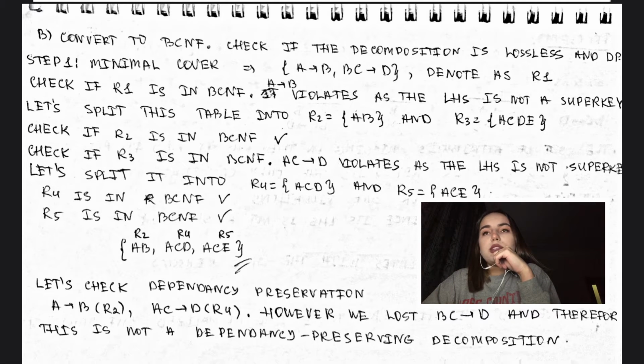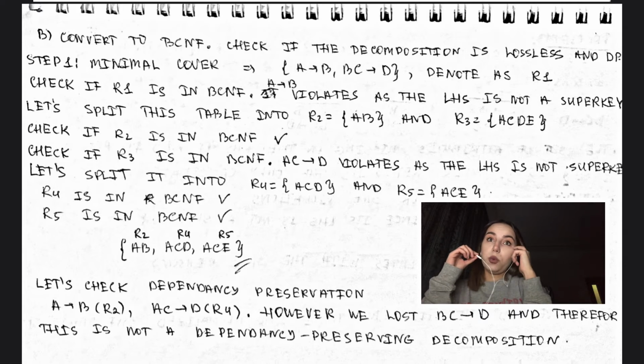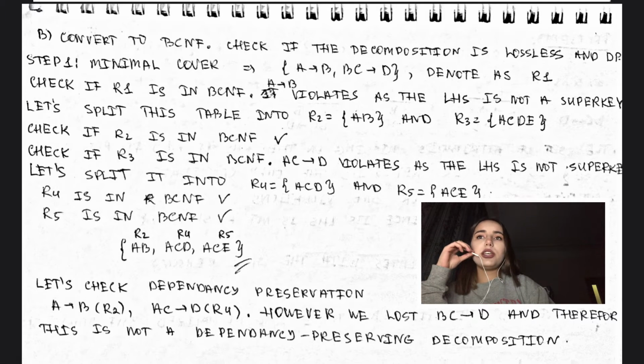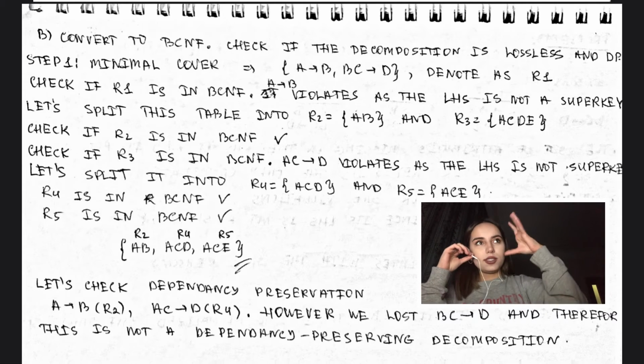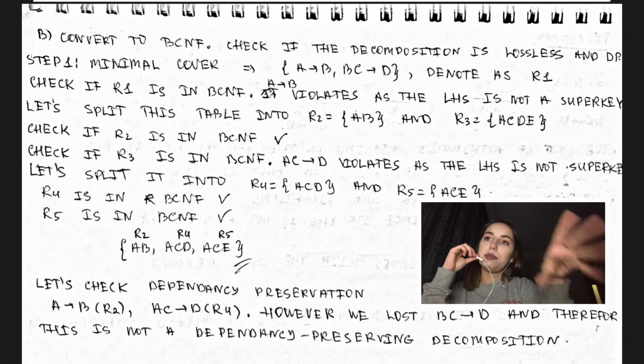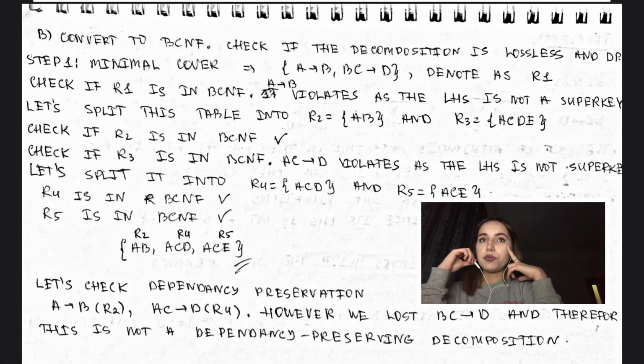Let's denote this initial table as R1. The BCNF algorithm wants us to check if the initial table is already in BCNF. We check it, and it's not, because the A goes to B functional dependency violates the BCNF condition as the left-hand side is not a superkey. Then we have to split the initial table into two separate relations, R2 equals AB and R3 equals ACDE.